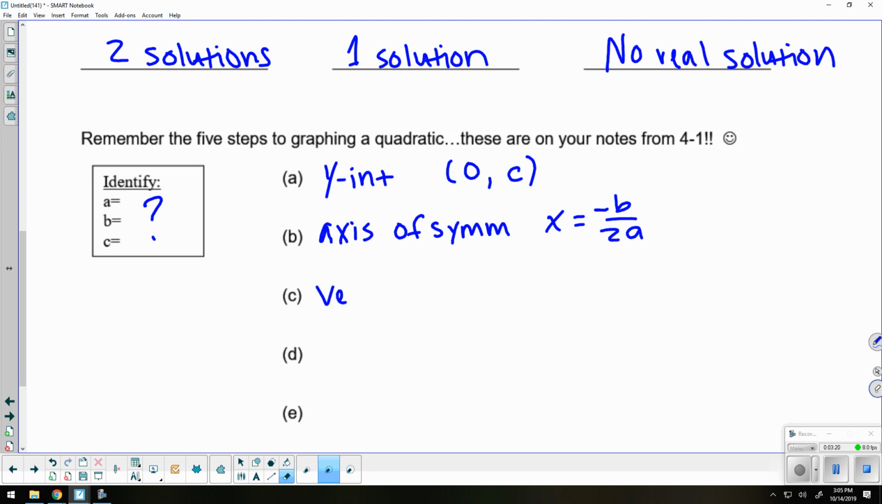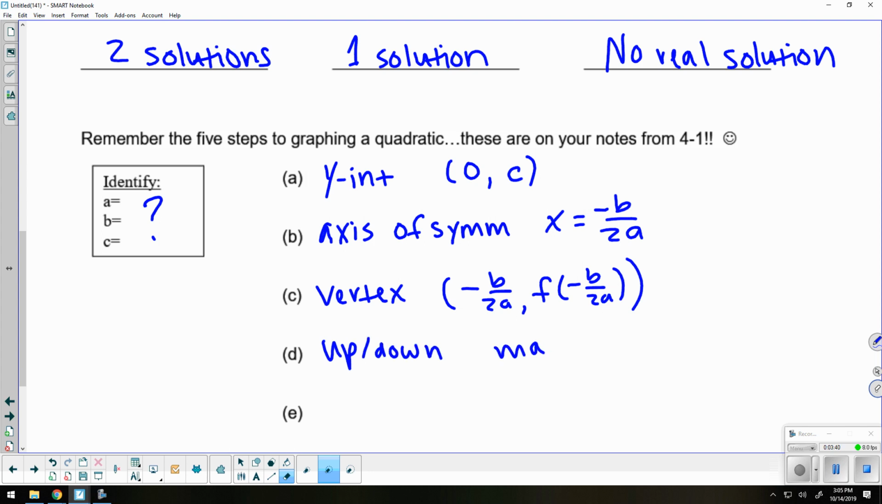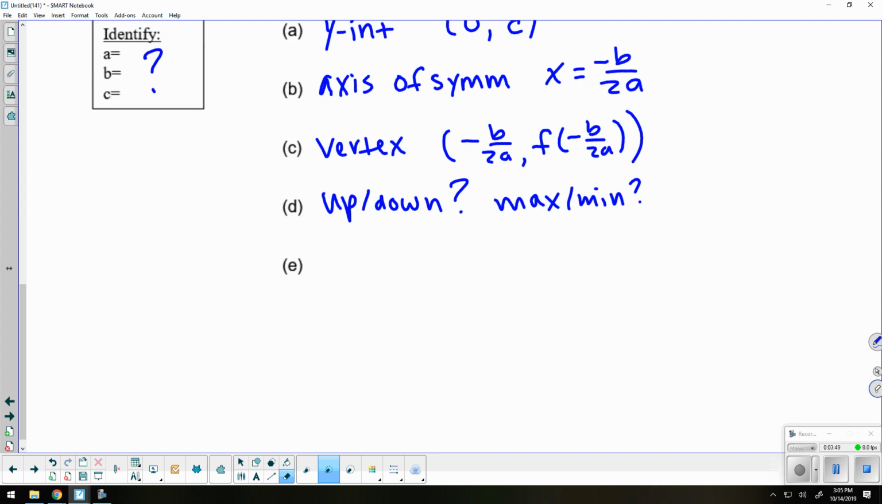Next, once you know the axis of symmetry, you find the vertex. The x-coordinate is negative b over 2a, then you plug that value for x into the function to find the y-coordinate, f of negative b over 2a. Then ask yourself, is it going to go up or down, max or min, as far as our vertex goes. The last step is to set up a table of values.